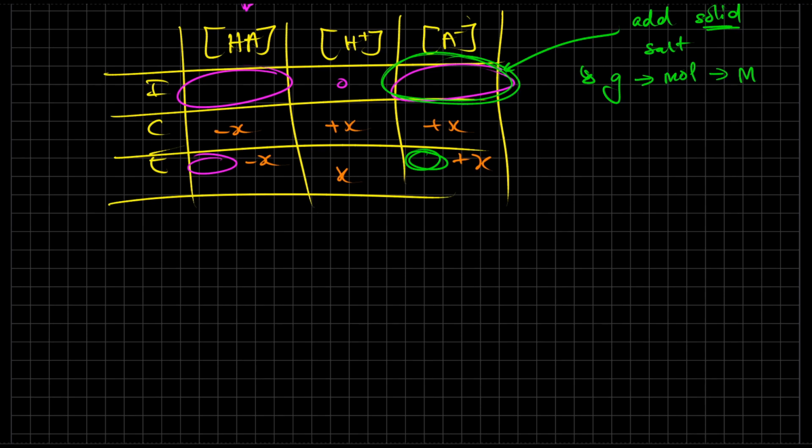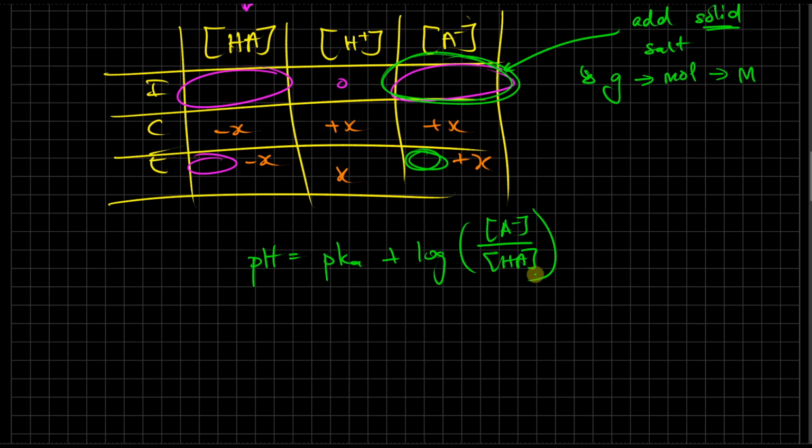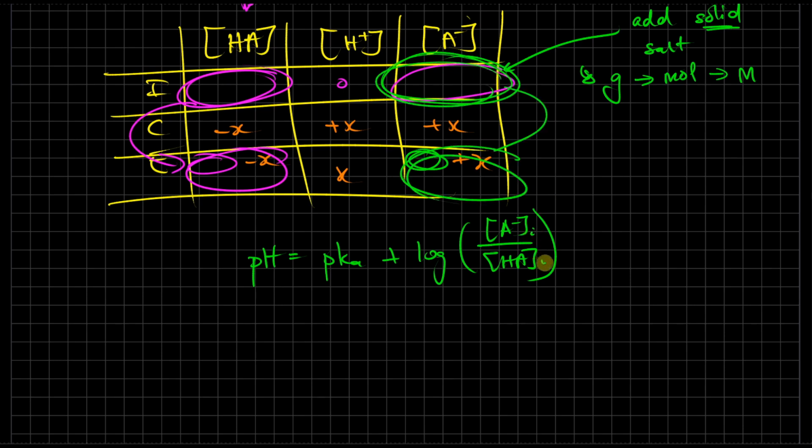But remember, when we create a buffer solution, we can also calculate the pH using the Henderson-Hasselbalch equation, right? Log of A minus concentration over HA concentration. And, you know, we know this is a weak acid, so really we can also just assume that the starting concentration of acid is the same as the equilibrium concentration, and the starting concentration of conjugate base is the same as equilibrium concentration. So we can use initial concentrations there.